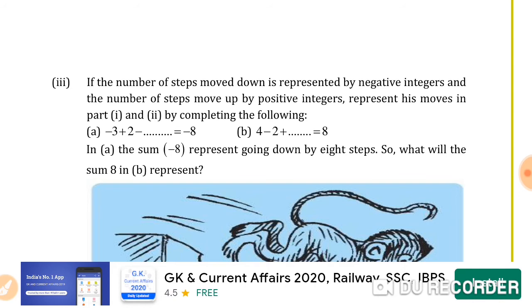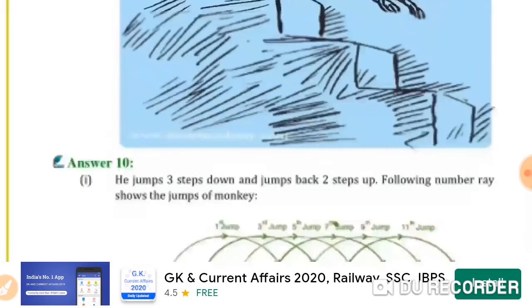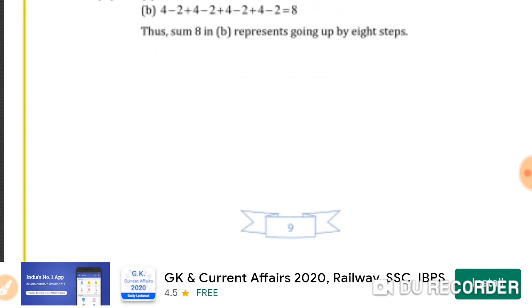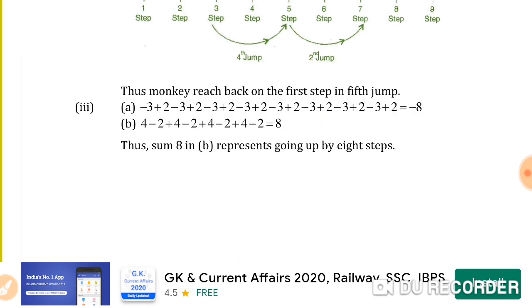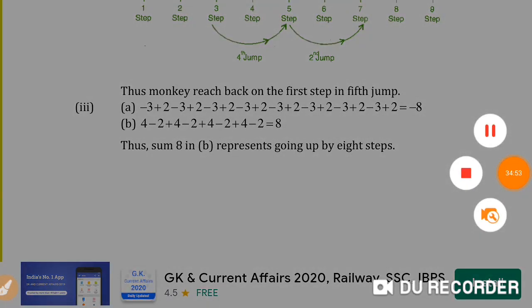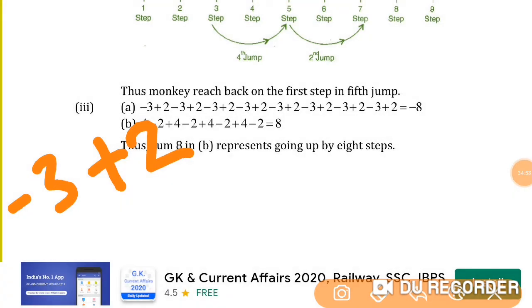In A, the sum minus 8 represents going down by 8 steps. So what will the sum 8 in B represent? So we have to check the answers. See, you must get, I already said, minus 3 means down, positive means up. Like this you must get an 8.